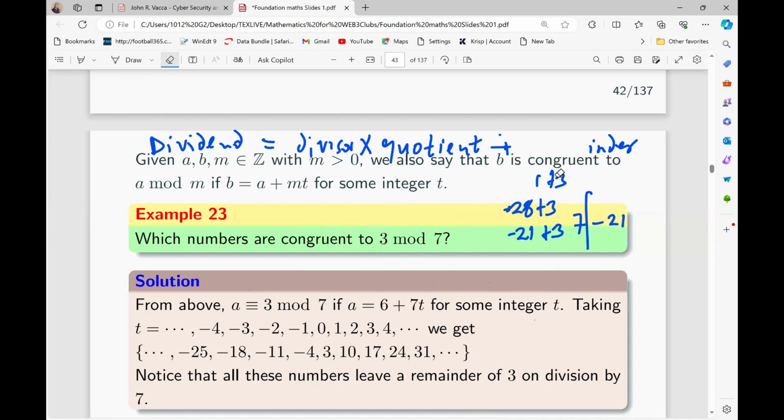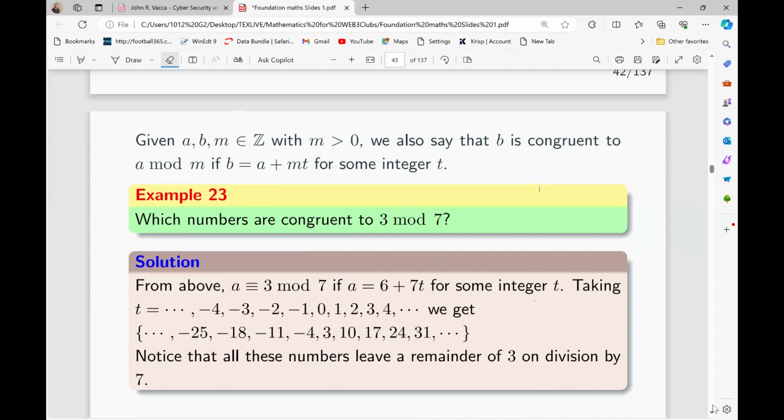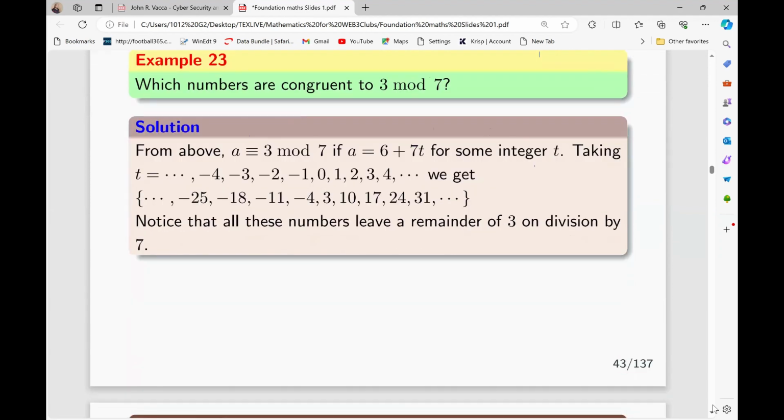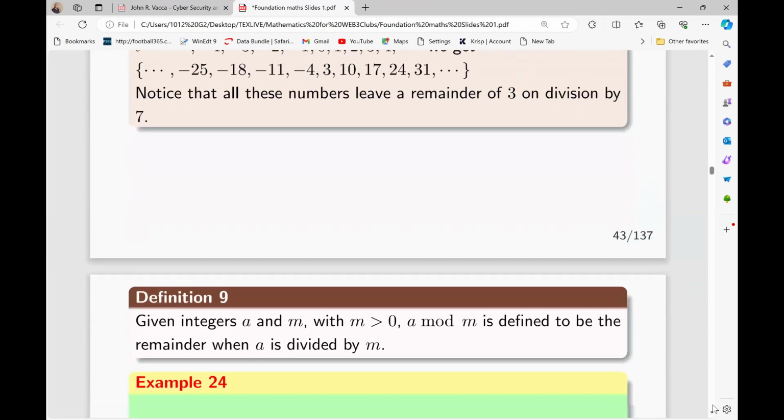Any question up to there? Anybody who has not understood or requires clarification on an issue regarding congruence, especially the definition? Because we just looked at the definition of the term congruence.